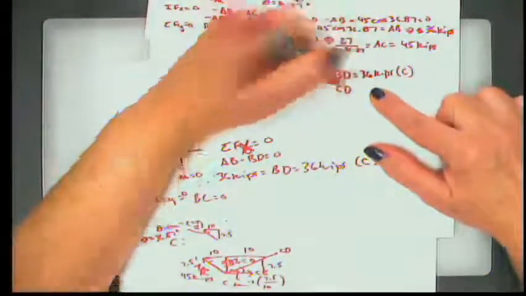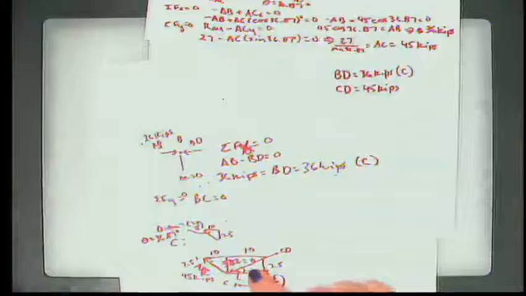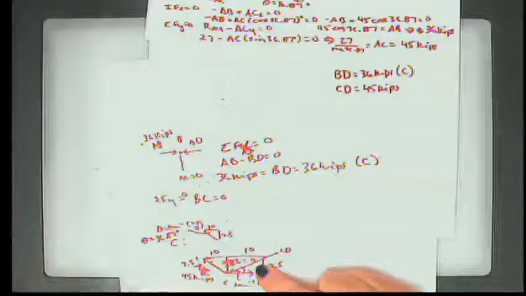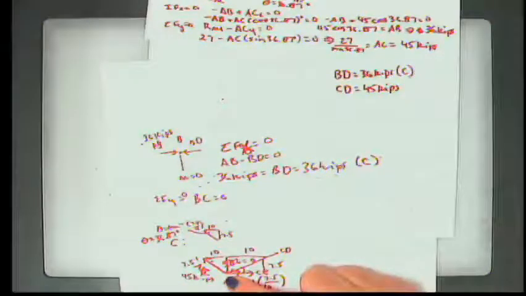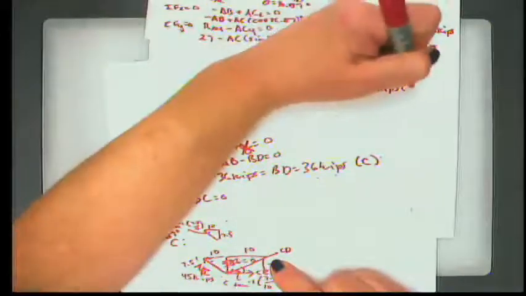All right, so the second piece of information is that CD, the last piece that was asked for in this puzzle, is 45 kips. Only by looking back at our diagram, we see that this is AC, and it's pulling on the joint. This is CD, and it's pushing on the joint. So that means this is also in compression.